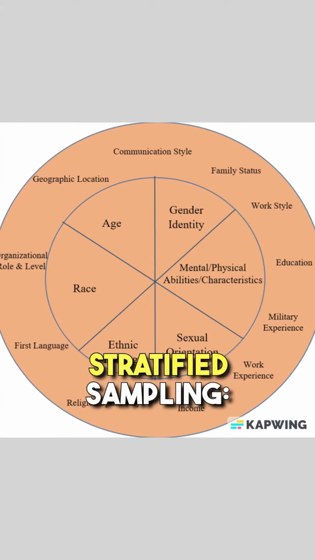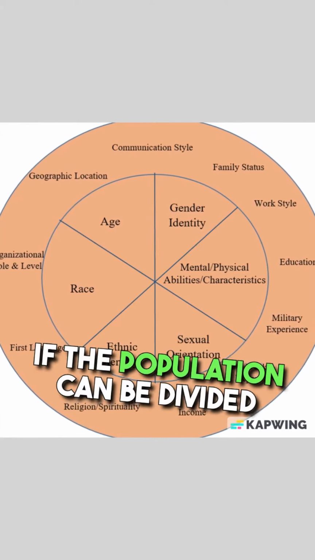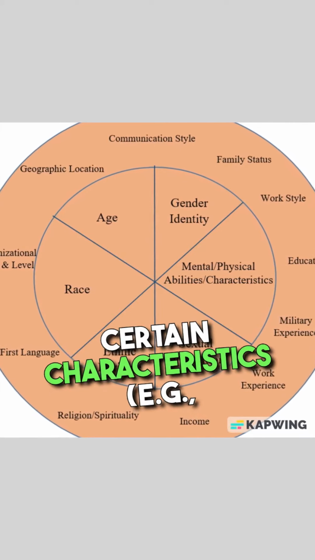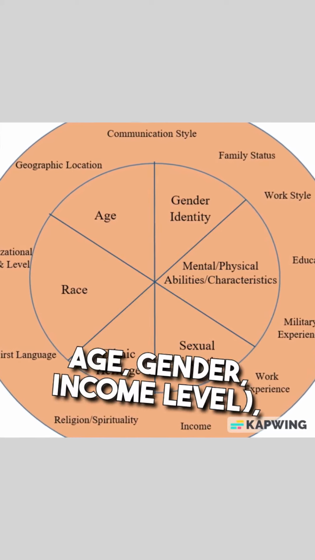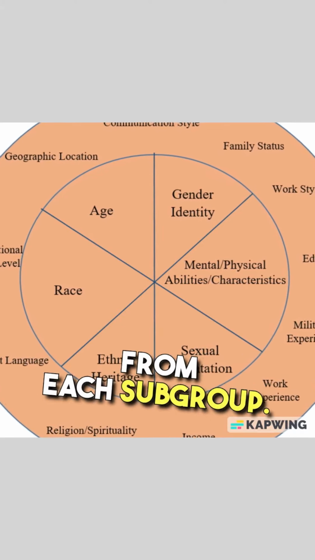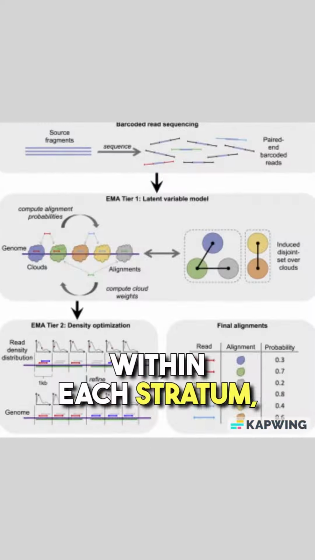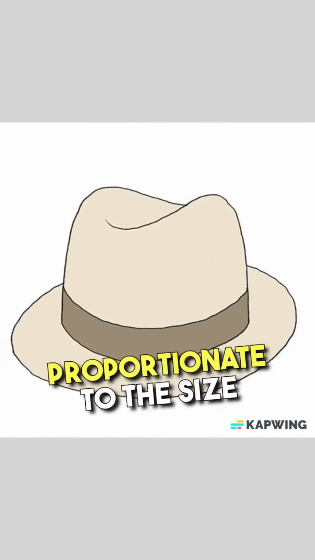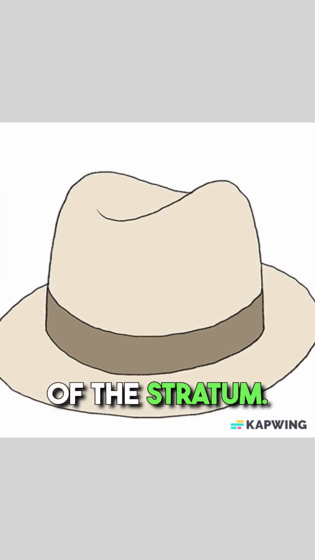Stratified sampling. If the population can be divided into subgroups, strata, based on certain characteristics, e.g., age, gender, income level, stratified sampling can help ensure representation from each subgroup. Within each stratum, random sampling can be applied to select the sample, proportionate to the size of the stratum.